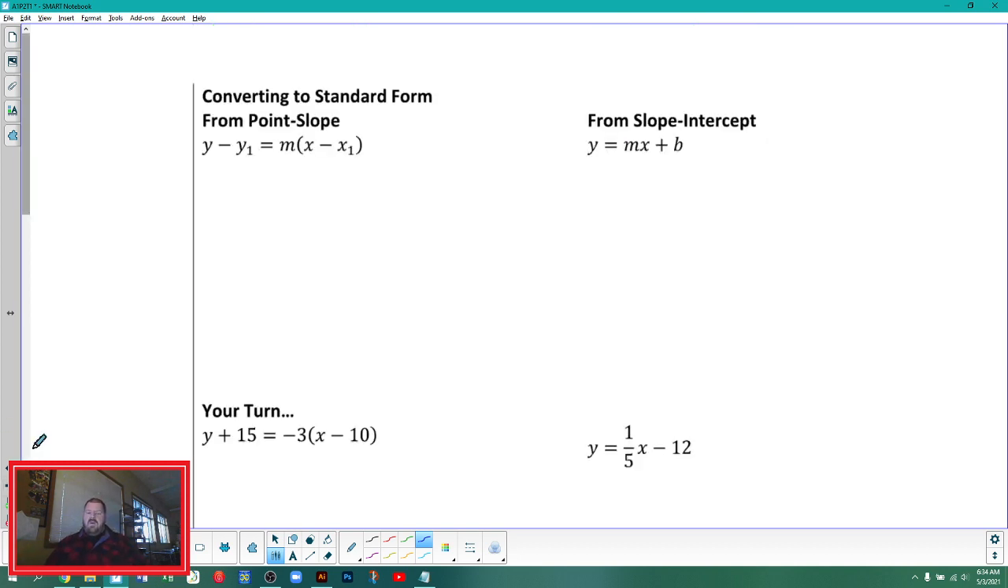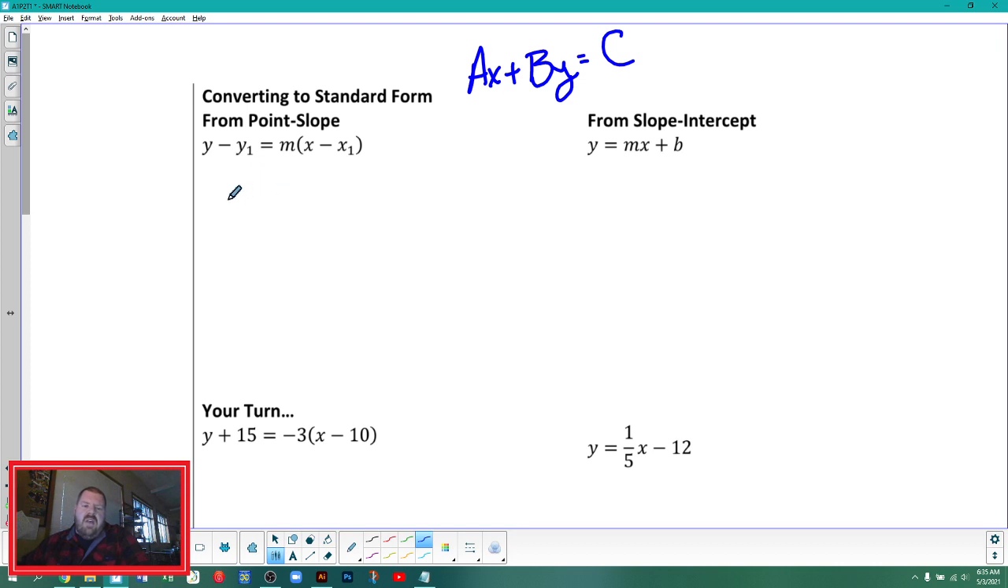All right, so now I want to move us into standard form. We want to go from point-slope form and from slope-intercept form, but we want to get into standard form. So the key there is that x and y are on the same side. And I'm going to say that we're going to worry about a and b not being fractions. We'll go over that once we get there.